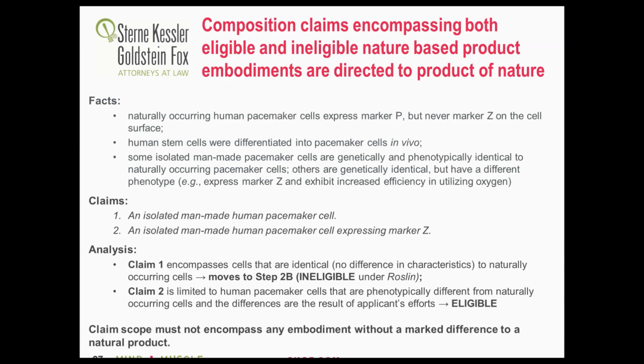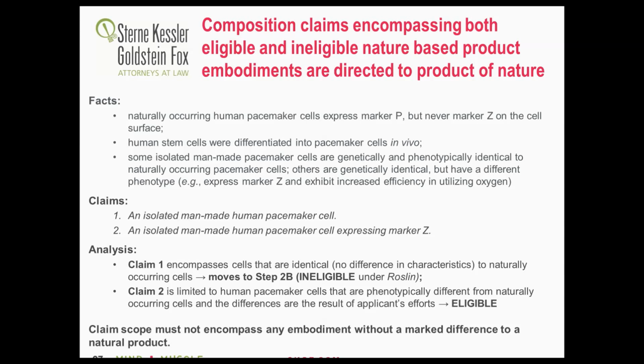The fact pattern here discusses that human stem cells were isolated and cultured in vitro and differentiated into pacemaker cells. We also learned that the in vitro produced pacemaker cells, some of them at least, express on their cell surface a new marker, marker Z, which exists in the natural pacemaker cells. The gene exists in the natural pacemaker cells, but that marker is never expressed on the surface. Therefore, some of the in vitro produced pacemaker cells express a cell surface antigen that is different from the naturally occurring cells. The fact pattern also tells that this marker is not expressed on all of the in vitro produced pacemaker cells. So then let's turn to the claim.